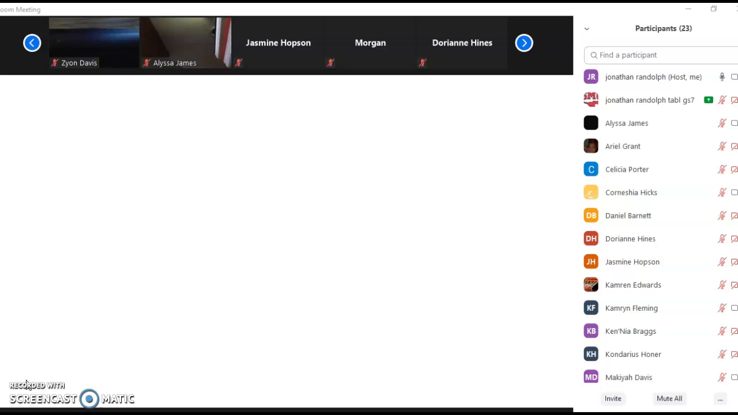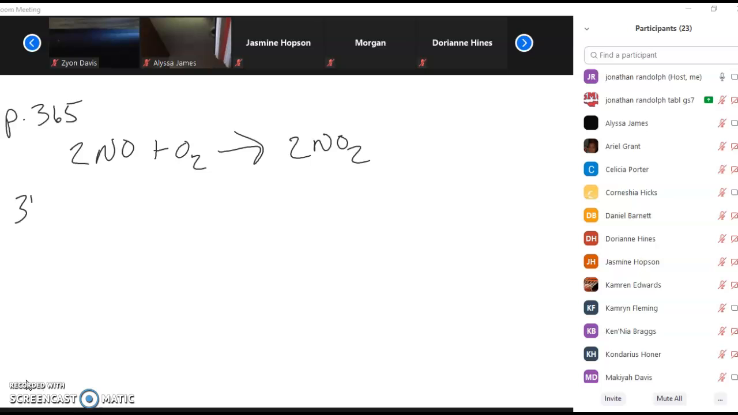All right. So on the next problem, it says nitrogen monoxide, oxygen gas, a brown gas. This is page 365. The equation they give you is 2 NO plus O2 yielding 2 NO2. You should always check to see if your equation is balanced. After that, then you can solve your work. It says how many liters of nitrogen dioxide are produced when you have 34 liters of O2.